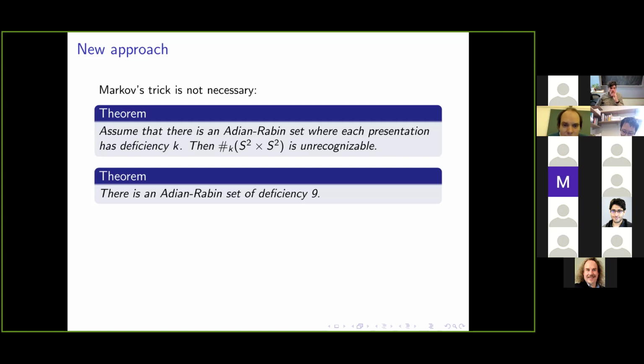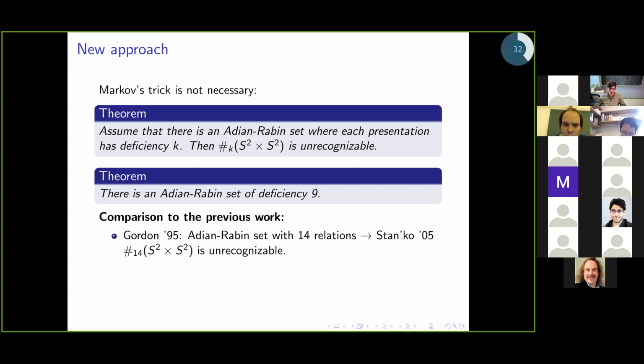And in particular, when I had the first theorem, I tried to see how much I can optimize the deficiency. So I made it up to 9. And let me just compare it with the previous work. So the previous work was related to the number of relations. So Gordon constructed an Adian-Rabin set with 14 relations, and I can also mention that in these constructions it's also always the case that the number of generators is 2. Actually the deficiency of this set would be 12. But with the results only on the number of relations, this is the basis of this Stanko's 14 copies.